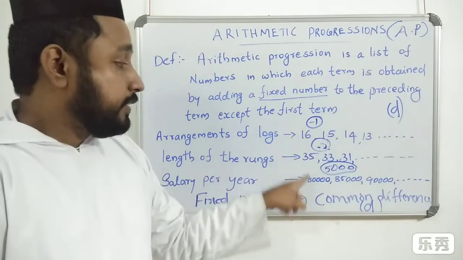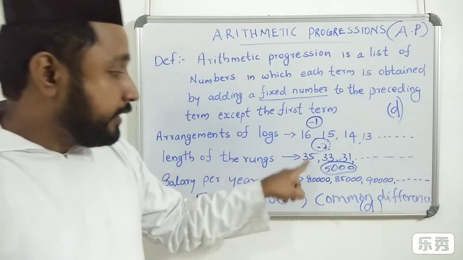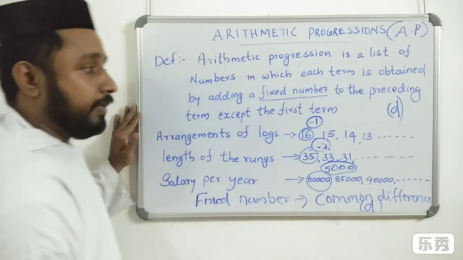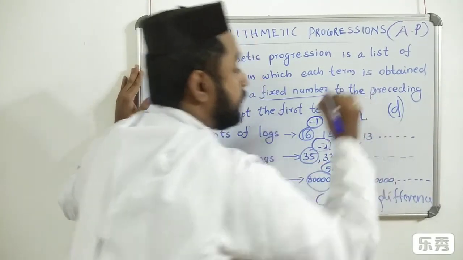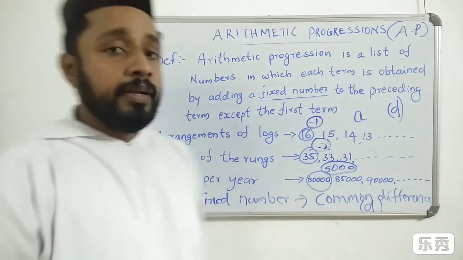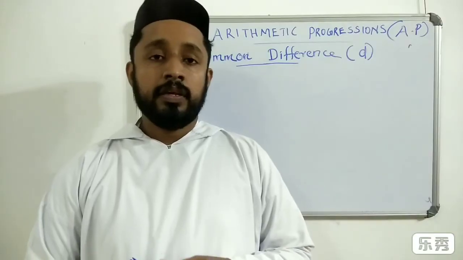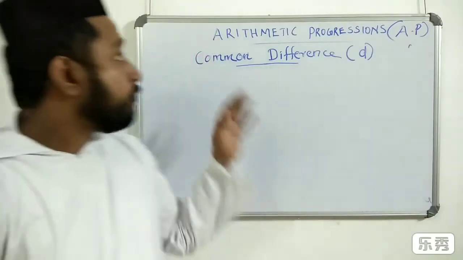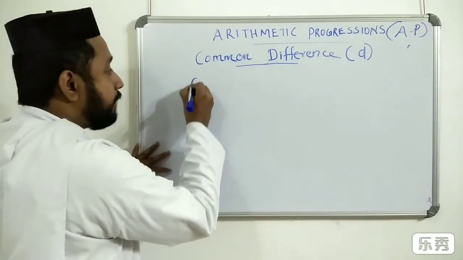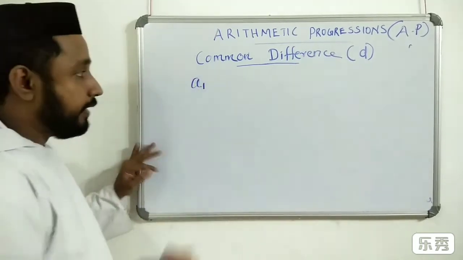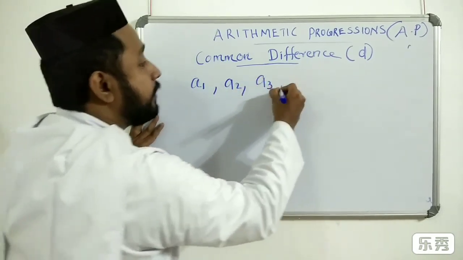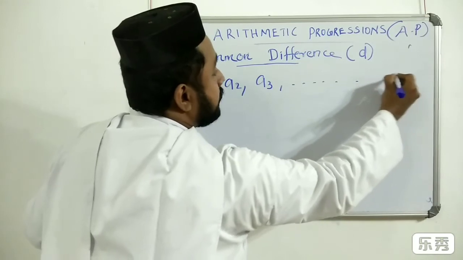And the first term, here 16, 35, 80,000, we call the first term of the AP and represent by small letter a. Now we are going to study how to find the common difference D. I am going to take the first term of the AP as a1, the second term as a2, the third term as a3, and so on, and the last term as an.